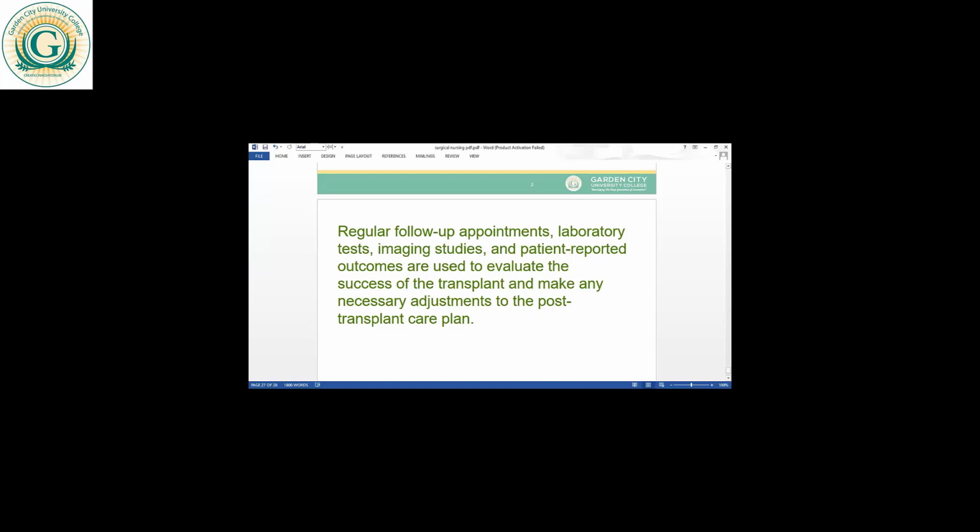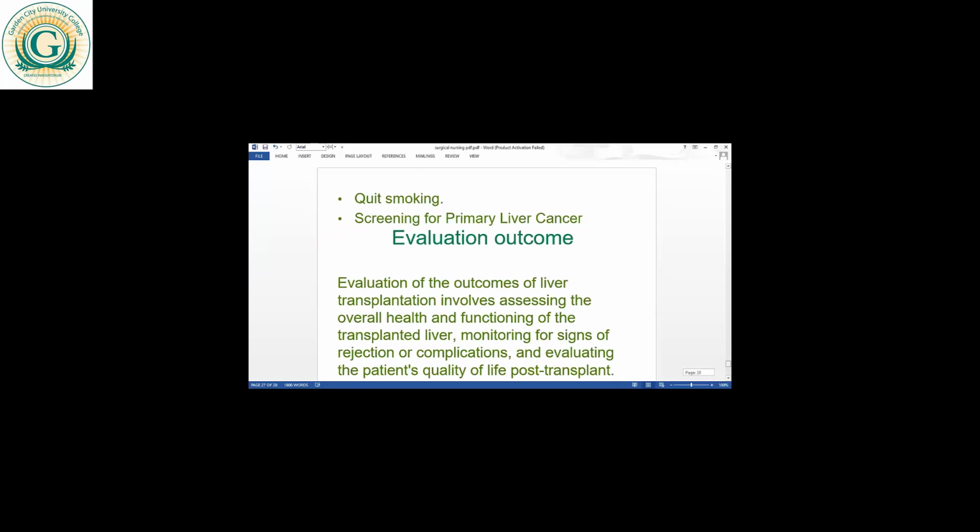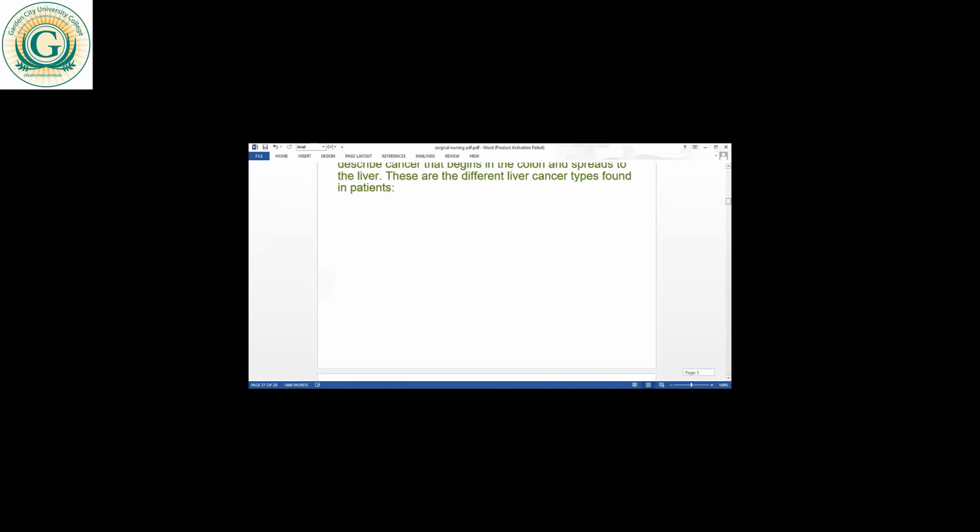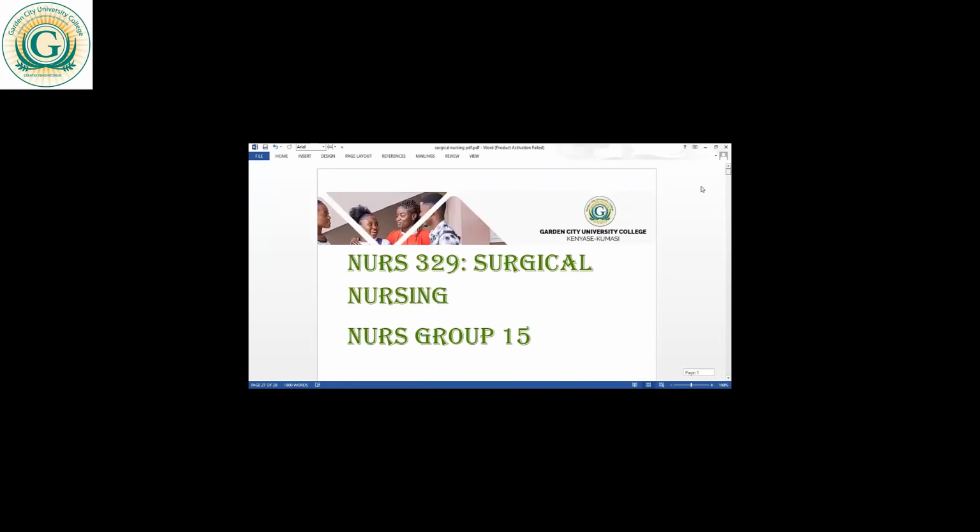So this is Group 15's presentation on liver cancer and transplantation. Thank you. And once again, we are sorry for any inconvenience that we caused today. So this is the end of our presentation. Ask if they have questions. Okay, class, please, if you have any questions, our group is ready to answer all your questions.